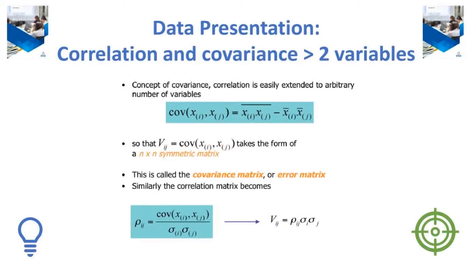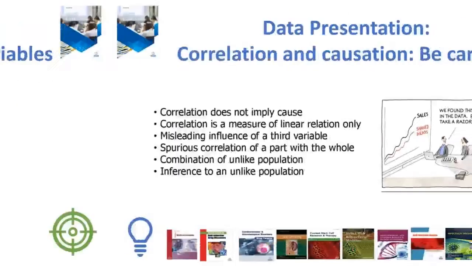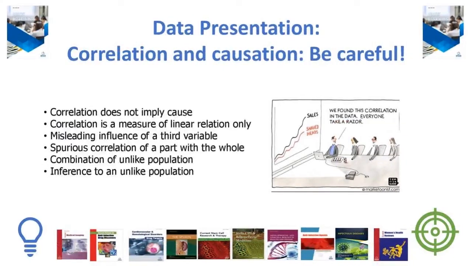So correlation and covariance, when looked at in a two variable state, we are then thinking about concepts of covariance. Correlation can be easily extended to arbitrary numbers of variables. I can show you how to do this. There is a range of software packages that you can use, and we'll talk about those in a minute, to develop what are called covariance or error matrices that simply look at the correlation between as many variables in your data set as you would like, depending on the question you are interested in answering with your data set.